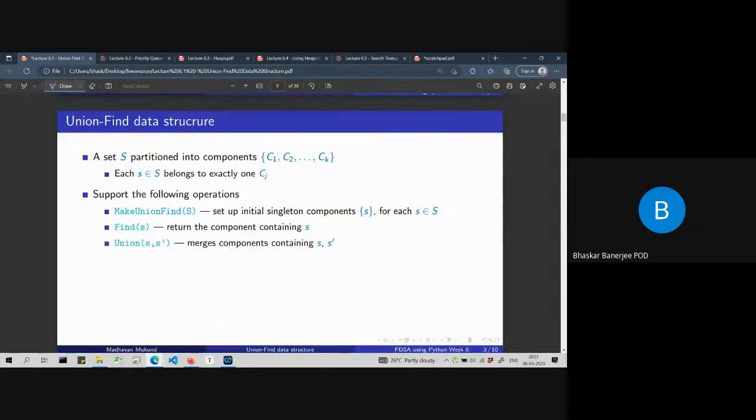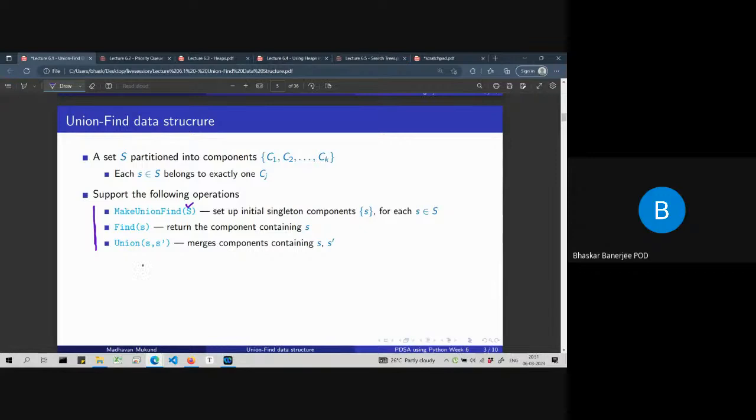Data structure means it would only use dictionaries, but basically we would use these three separate functions that we will define on a dictionary. Okay, now what are these functions? The first is make union find. S is basically the set of the vertices. So make union find, what does it do?